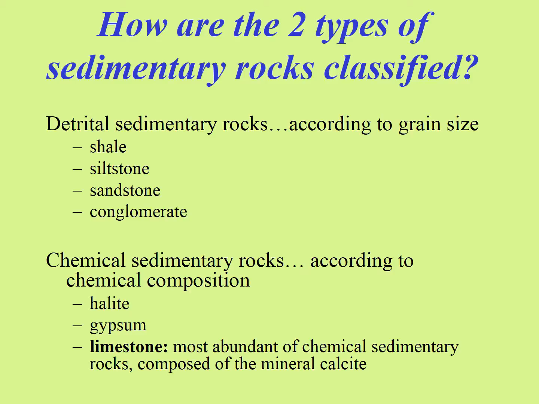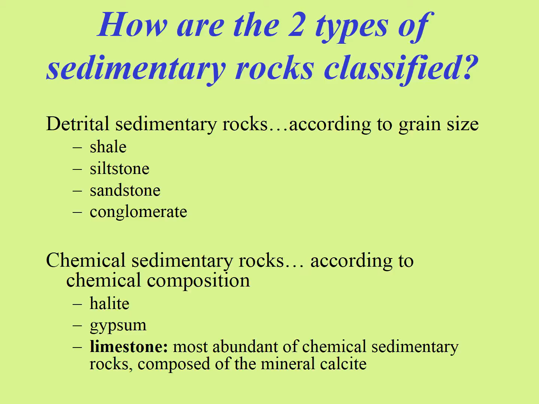If it's composed predominantly of silts, it's called a siltstone. If it's composed predominantly of the next grain size up, sand, then it's called a sandstone. And if it has pieces larger than sand, such as pebbles or cobbles, then those would be known as a conglomerate.